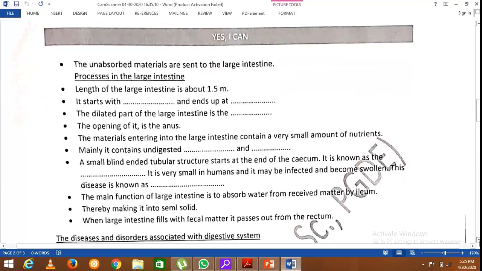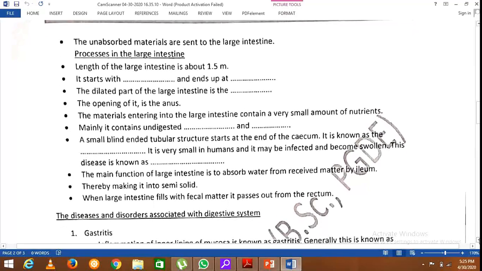Then the unabsorbed materials are sent to the large intestine. So remember, the absorption of nutrients is completed inside the small intestine. Then the undigested materials are sent to the large intestine.